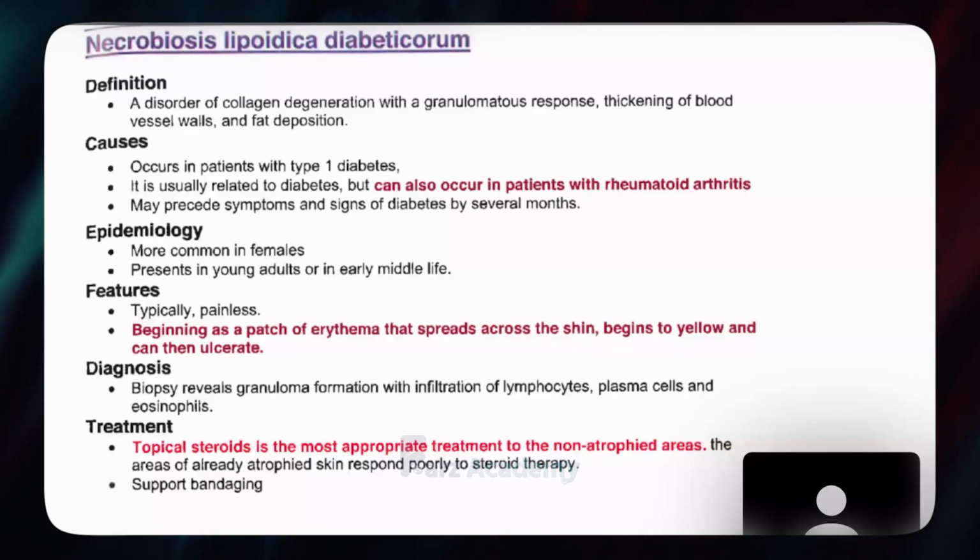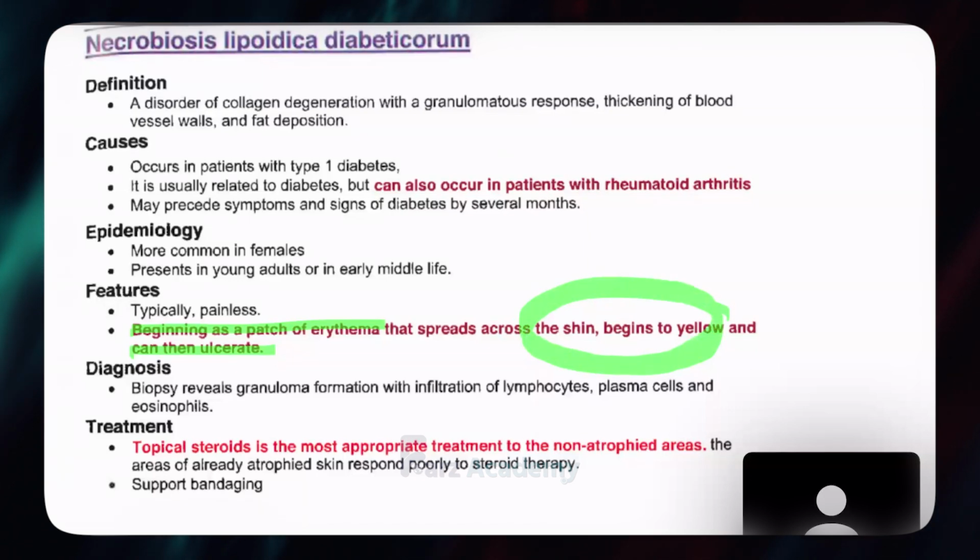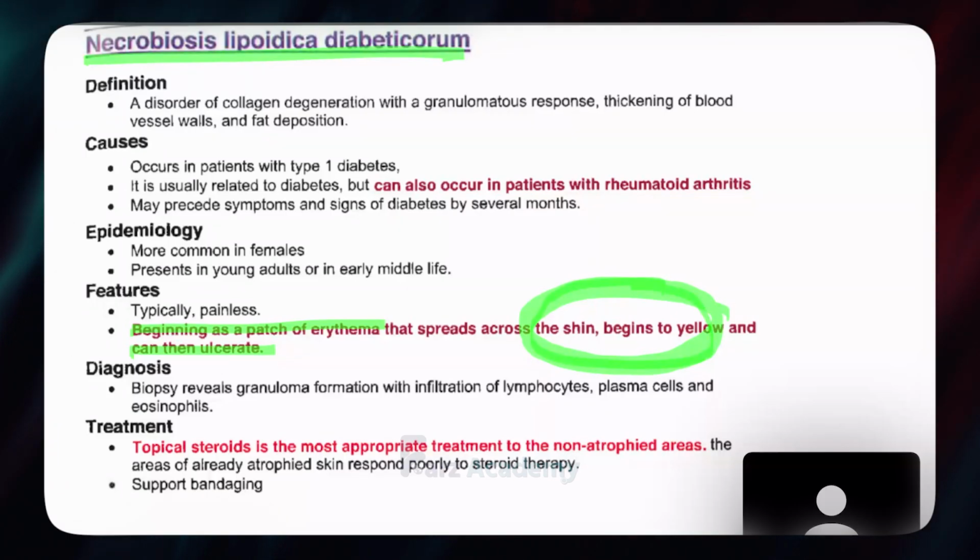Once again, another pictorial question. I shall show you the picture at the end, okay? So it basically begins as a patch of erythema, which then ulcerates. This yellowish shine is always given in an MRCP exam if the answer is this. Without this, almost never will the answer be necrobiosis lipoidica diabeticorum. Yellowish color to the sheen, or shiny shin. That will be the typical answer. Treatment is topical steroids and support bandaging, definitely.